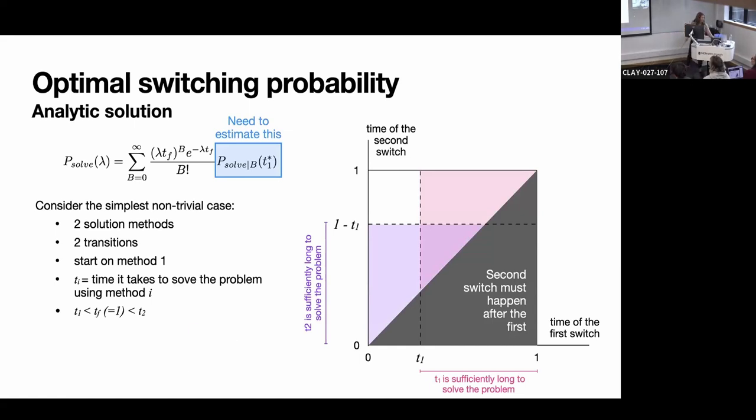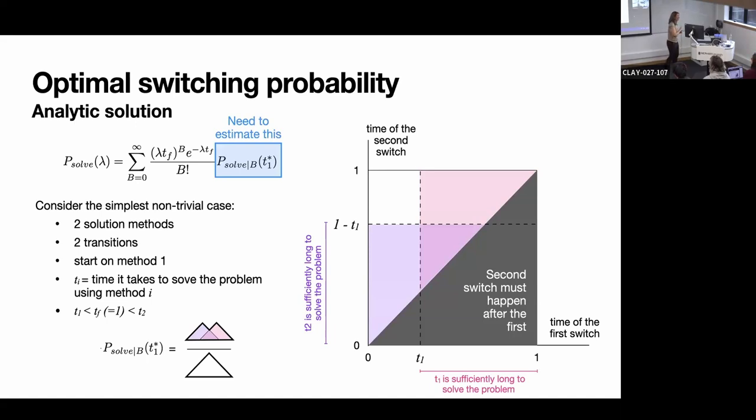That's it. So that's the probability that I solve the problem. So that's the answer that goes up here. And if you want to go to 3 solution methods, instead of having this as a 2-dimensional place, if you go to 3 switches, you have it as 3-dimensional, and you have overlapping pyramids. And if you go to 4 dimensions, you have overlapping 4-dimensional pyramids, but they're all just geometric solutions. So as long as you can take the area of those pyramids, you can solve the problem.